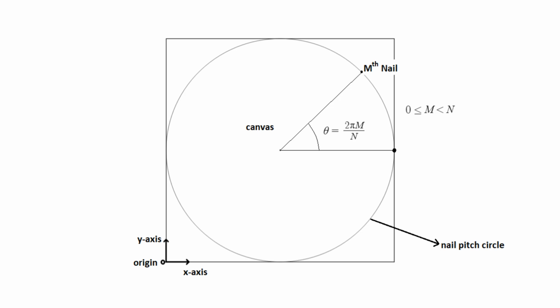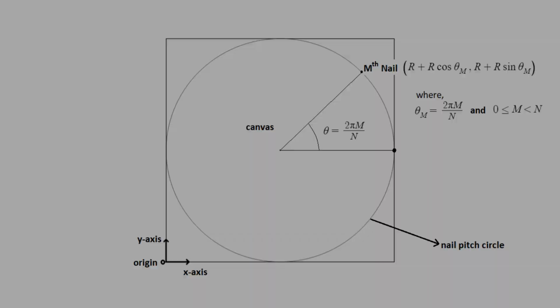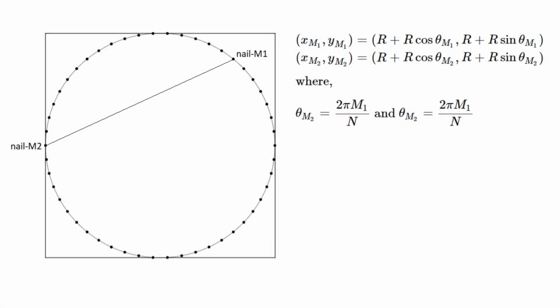Using these facts, the coordinates of any nail at a general position m is given by (x_m, y_m) equal to (r + r cos θ_m, r + r sin θ_m), where θ_m is 2π times m over n. Now that we have the coordinates of any nail on the canvas, let us consider two general nails m1 and m2 that are not the same nail, that is m1 is not equal to m2, and also m1 and m2 are less than n.